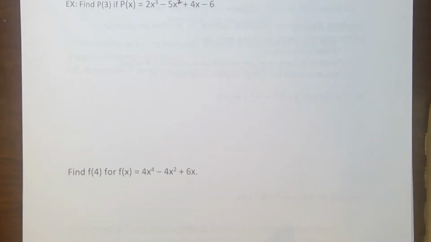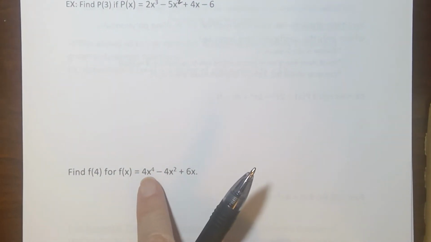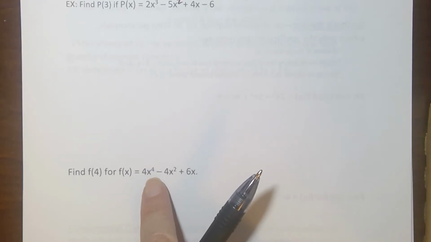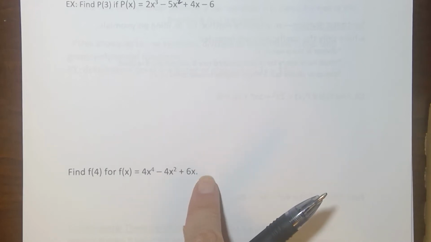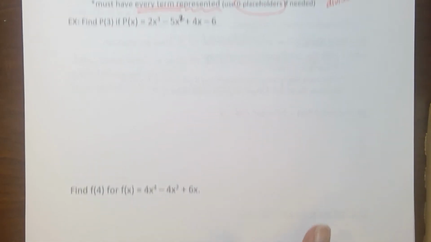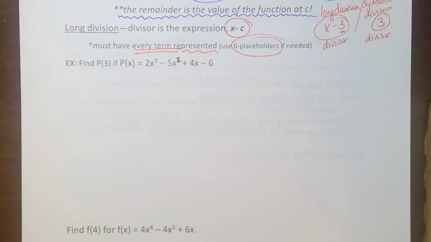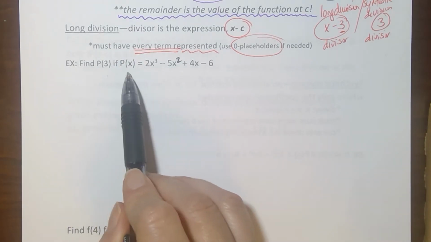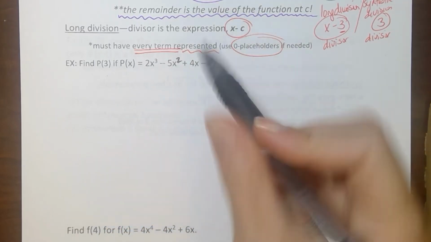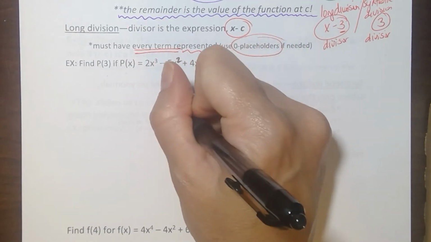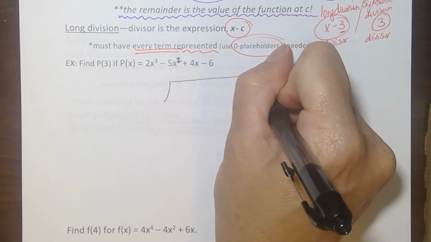But if you look at the next problem down, I have 4x to the 4th, a 4th degree polynomial, but I'm missing a column, I'm missing a term, I'm missing my cubed term, and I'm missing my constant. So when I work this problem, I have to make sure to use 0 placeholders for those values. All right, let's do finding p of 3 if my polynomial function p of x is this function. Again, we don't have to worry about any 0 placeholders because every term is represented.